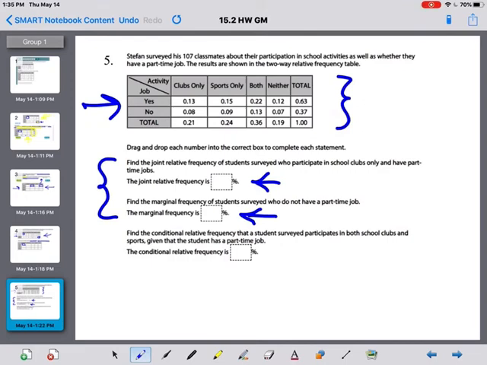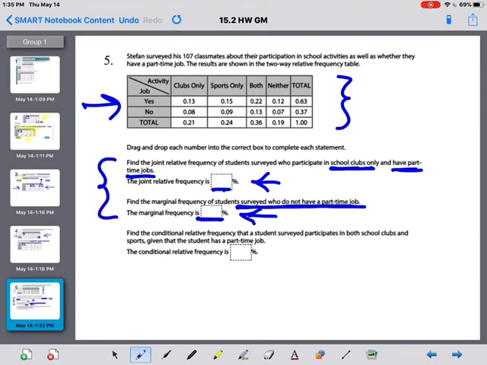So for the first one, you want to look for the box for those that participated in school clubs only and have part-time jobs. Look for that appropriate box, take that decimal, turn it into a percent. That's going to be your answer. And then for the marginal frequency, you want to find the box that pertains to the students who do not have a part-time job, the total amount that do not have a part-time job. And again, you're just going to take that decimal, which is going to be one of the totals, and you're just going to turn that into a percent.